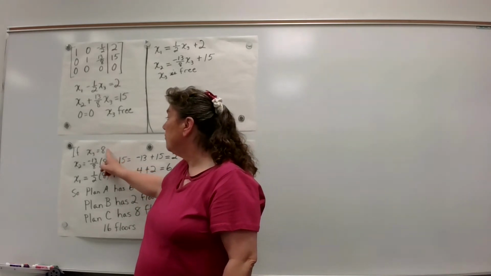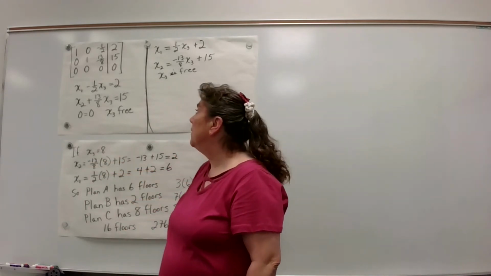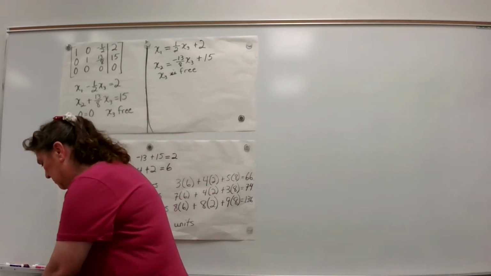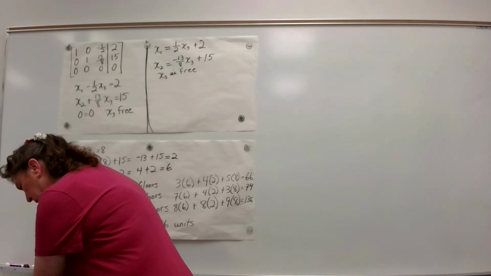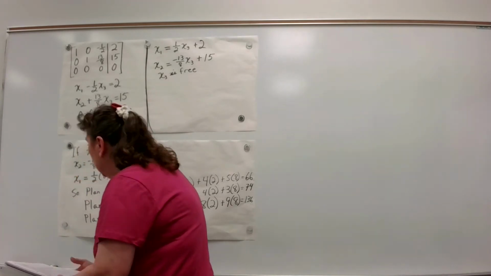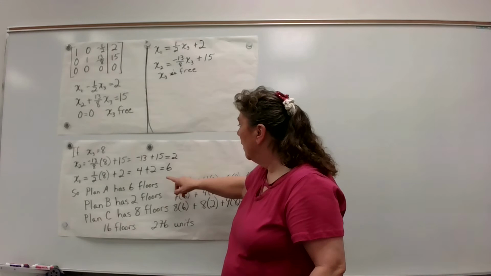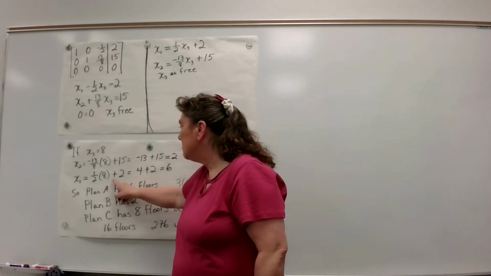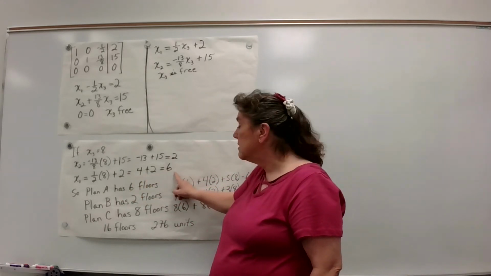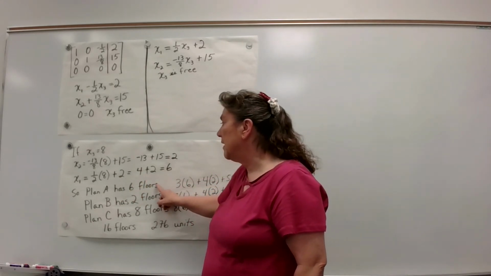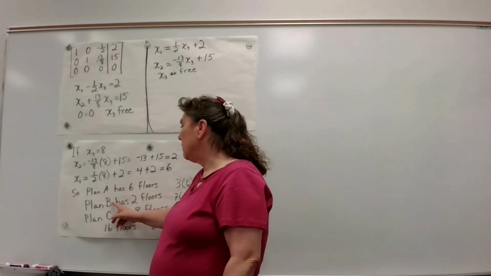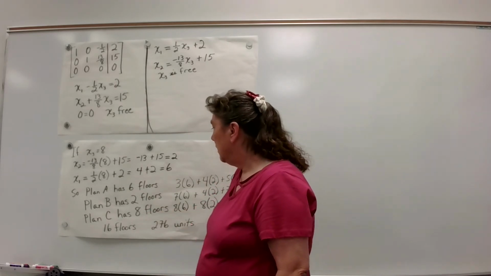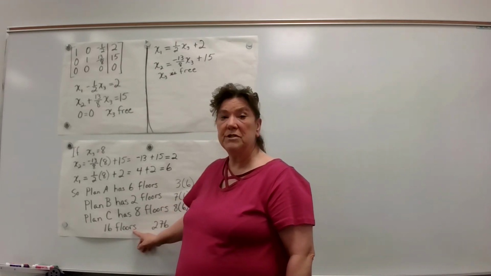So I have 8 floors of plan C, I think it is. I have to go back to my first page here. Yeah. 8 floors of plan C. I have 2 floors of plan B. And then 1/2 times 8 plus 2 is 4 plus 2, giving me 6. So I have 6 floors of plan A, because x sub 1 is plan A, plan B, plan C. So 6, 2, and 8, giving me a total of 16 floors in the building.